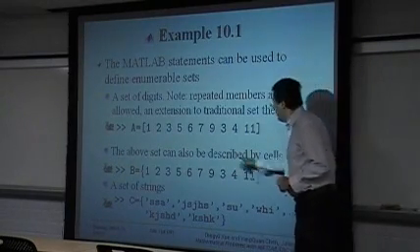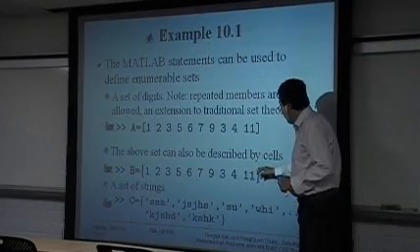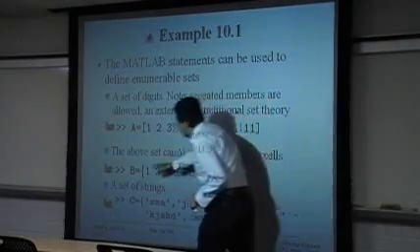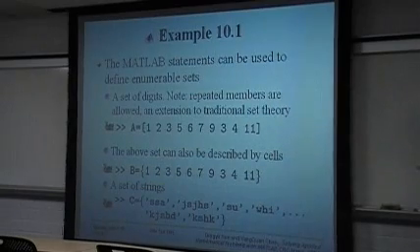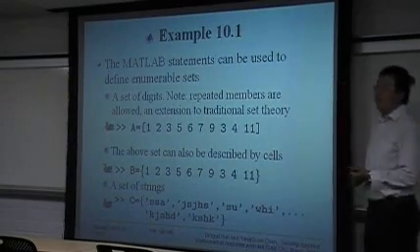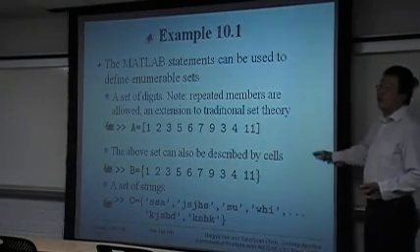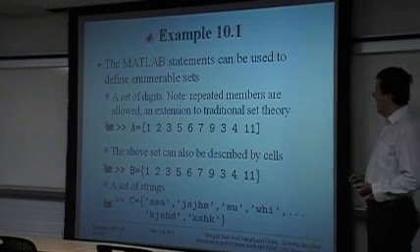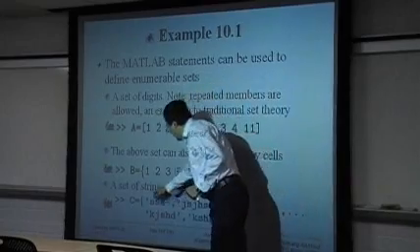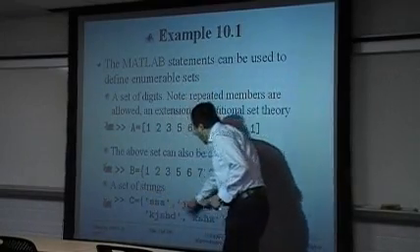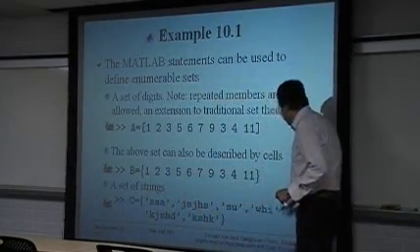Also, we can use cells. We can use curly brackets to include all the elements. And in this way, we can also denote a set. We can use either of the two ways to denote a set. And the elements of a set can also be composed of strings. So we can also define a set like this.